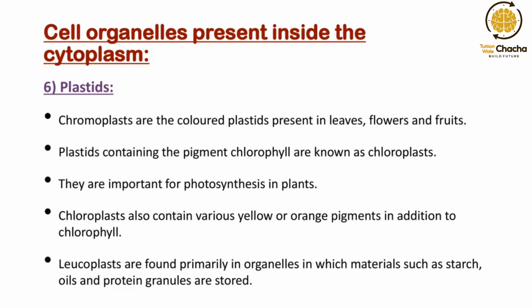6. Plastids. Chromoplasts are the colored plastids present in leaves, flowers and fruits. Plastids containing the pigment chlorophyll are known as chloroplasts. They are important for photosynthesis in plants. Chloroplasts also contain various yellow or orange pigments in addition to chlorophyll. Leucoplasts are found primarily in organelles in which materials such as starch, oils and protein granules are stored.